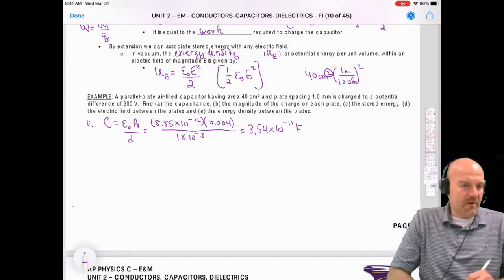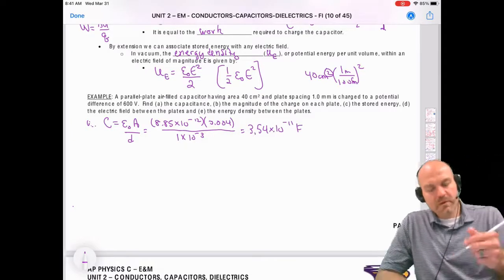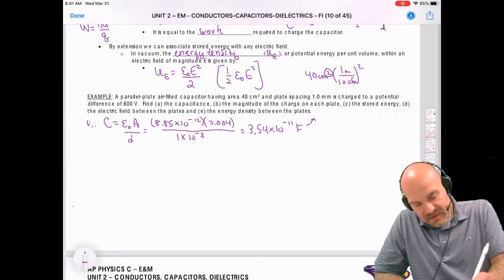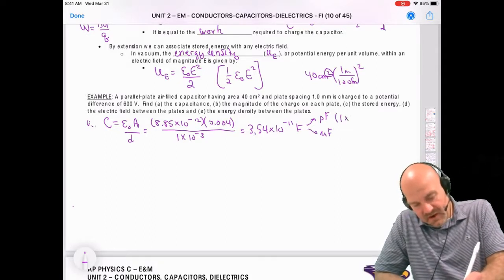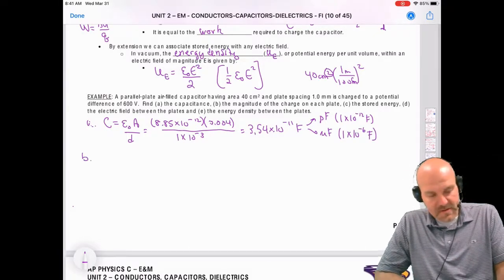And remember, a farad is our SI unit. Sometimes though you'll see picofarads, sometimes you'll see microfarads. A picofarad is 1 times 10 to the negative 12th farads, and a microfarad is 1 times 10 to the negative sixth farads. Okay. Part B.